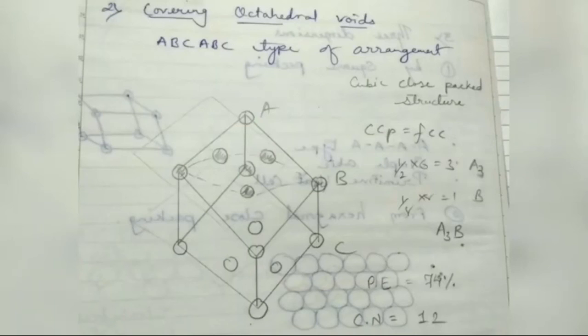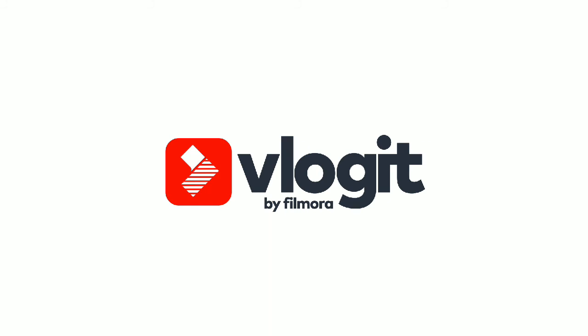Covering octahedral voids. Octahedral voids when we are covering, dear student, it is your ABC type of arrangement, and you are able to see that CCP is equal to FCC. Cubic close pack is like a face-centered cubic pack. You are having A3B type of arrangement. Your packing is 74%, coordination number 12.